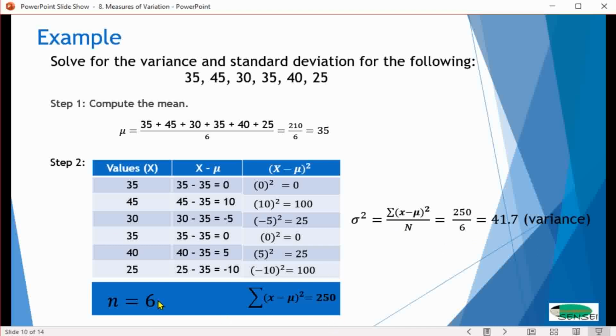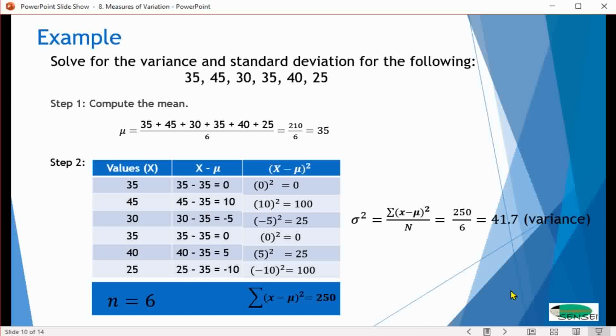So n is equal to 6. Since we have 6 here, we put the 6 here. And then you compute it, and then 41.7. Now, if there are other decimal values here, if you're going to get the result of 250 divided by 6, if you find another value for that, you may extend your decimal values again to 4 decimal places, but this one will be fine if you only ask for variance.